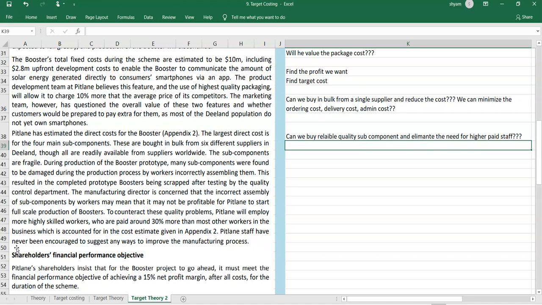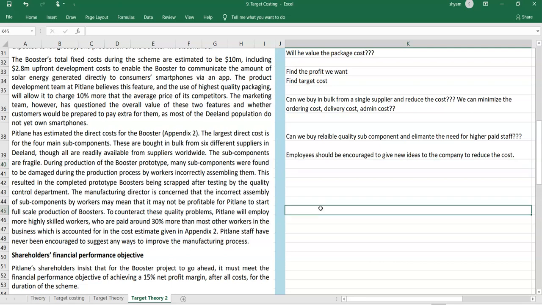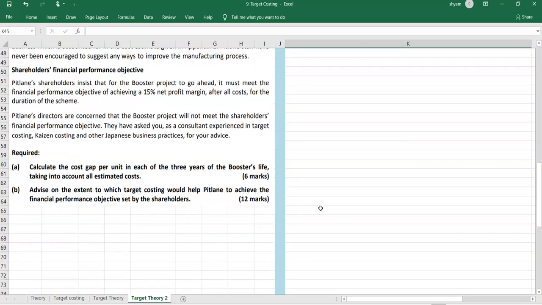So Pitlane staff have never been encouraged to suggest any way to improve the manufacturing process. So employees should be encouraged to give new ideas to the company to reduce the cost. So if we do that, again we could reduce the cost. So let's see what else there is.